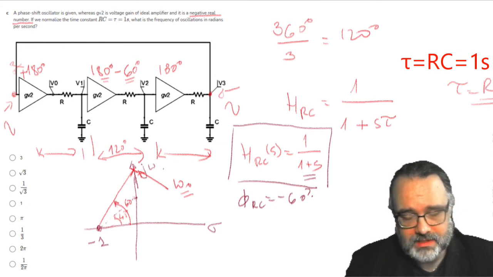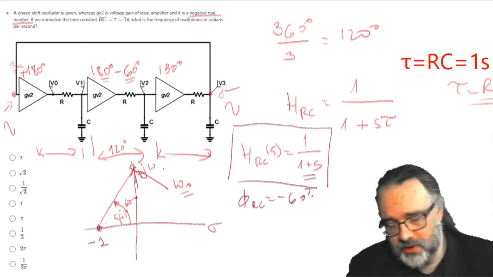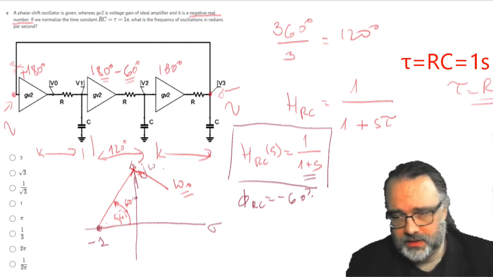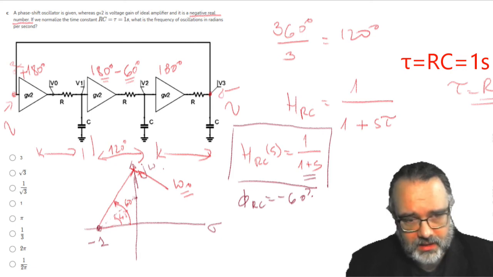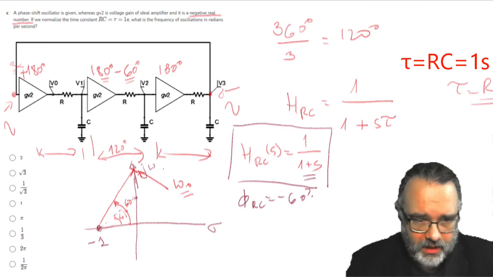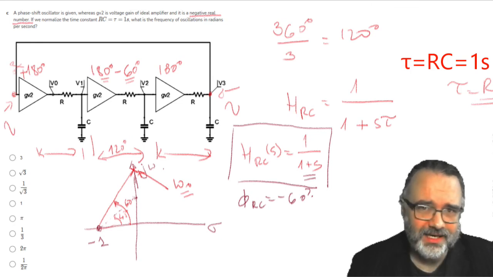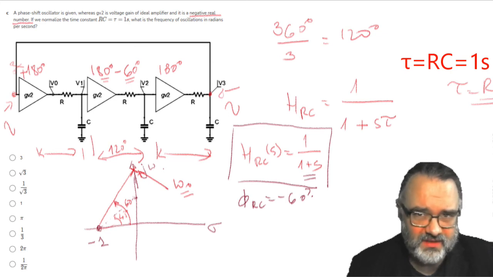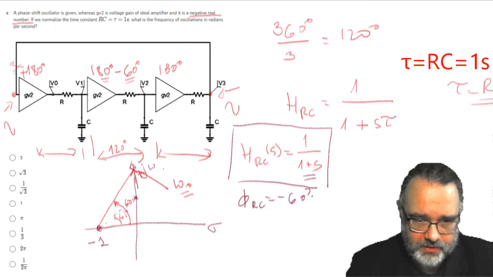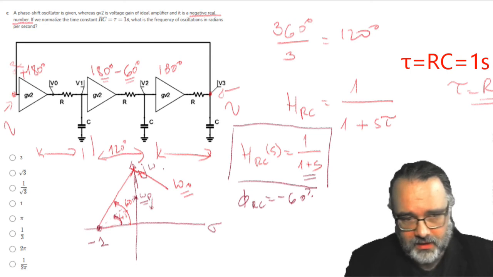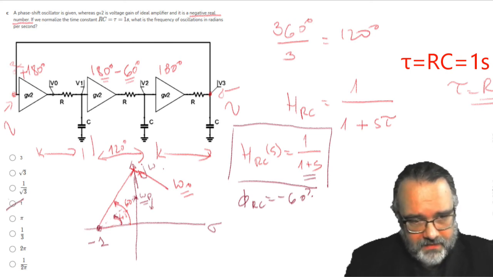Now, you can answer this question without calculating, just by reasoning. What we see is that the frequency cannot be 1 or less than 1, because we know that exactly at the pole frequency the phase rotation of an RC stage is minus 45 degrees. For frequencies lower than the pole frequency, the phase rotation will be less than minus 45 degrees, which means I can eliminate this answer. This is also less than 1, so I can eliminate this answer, and this answer. Now I'm left with 4 options.